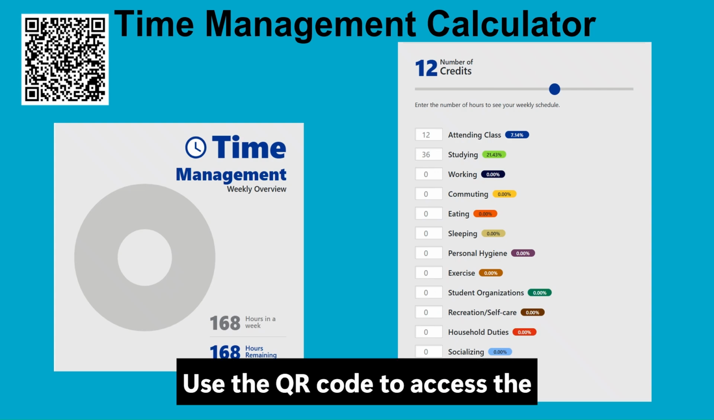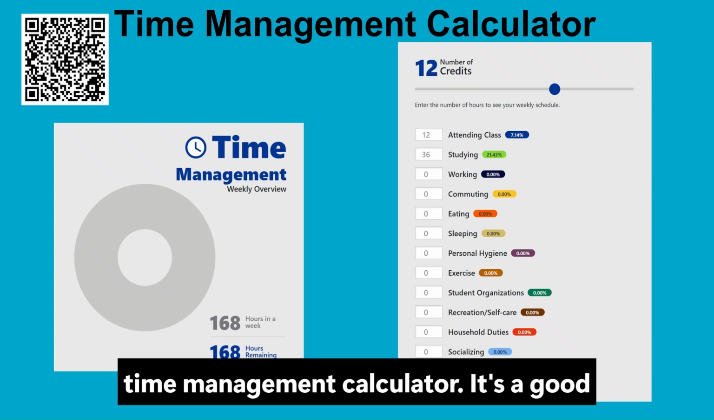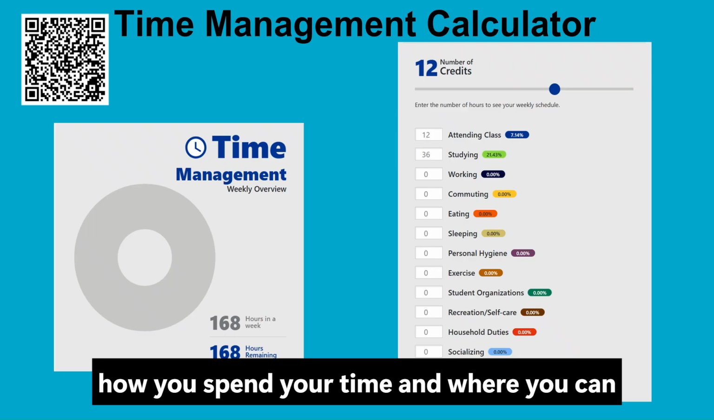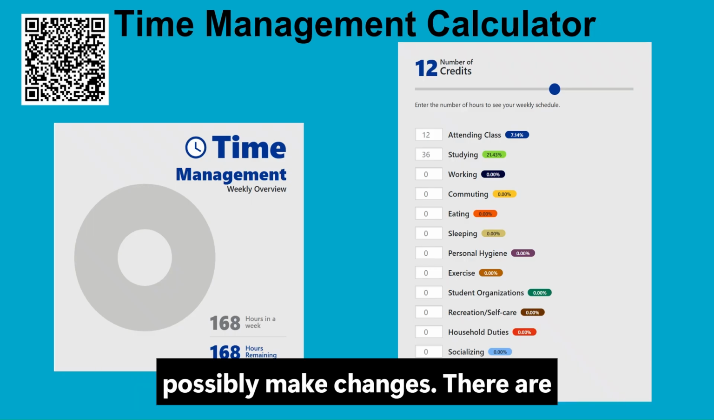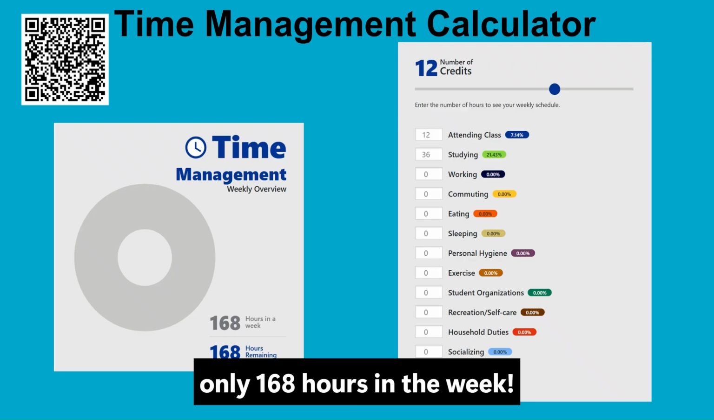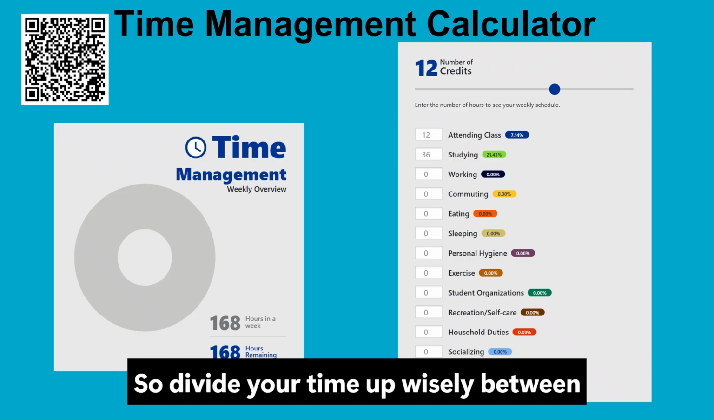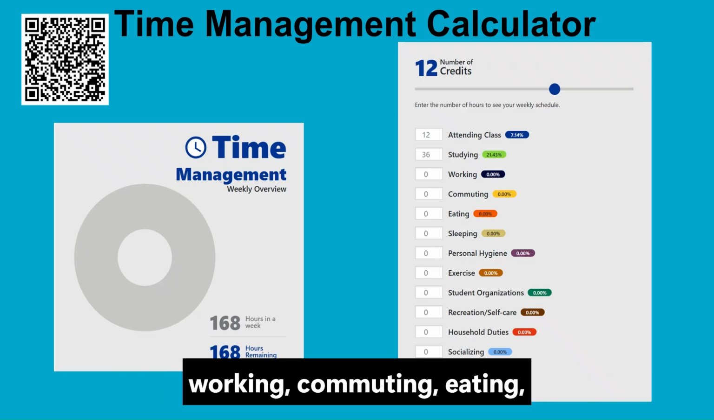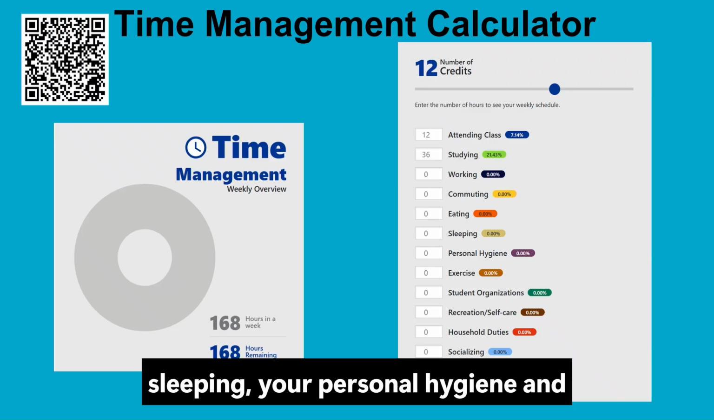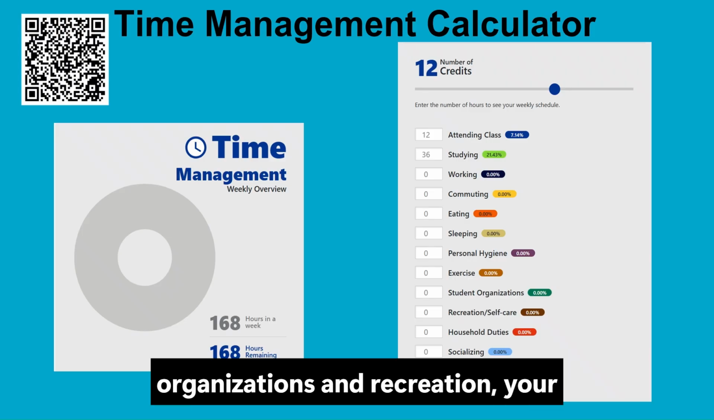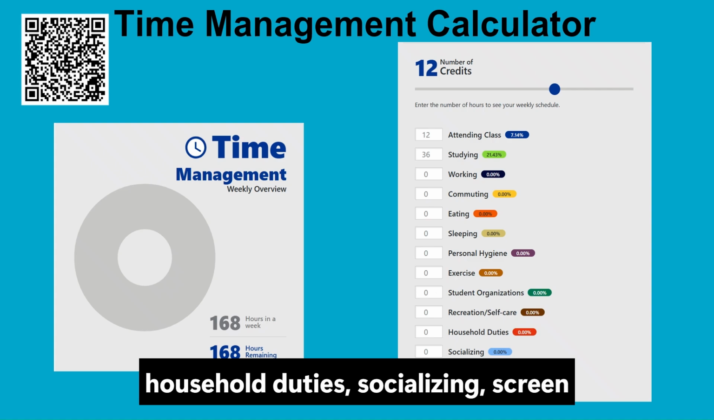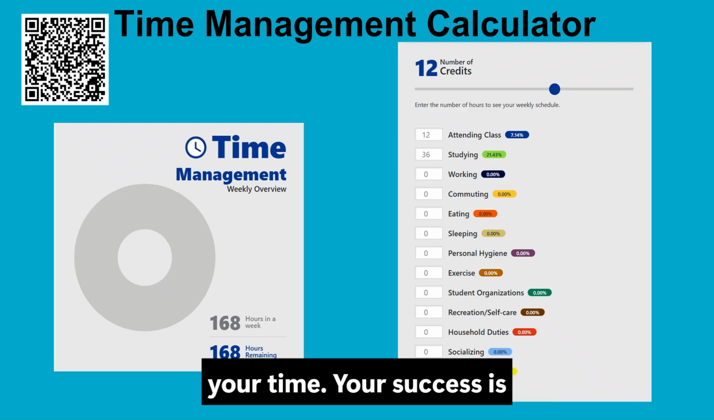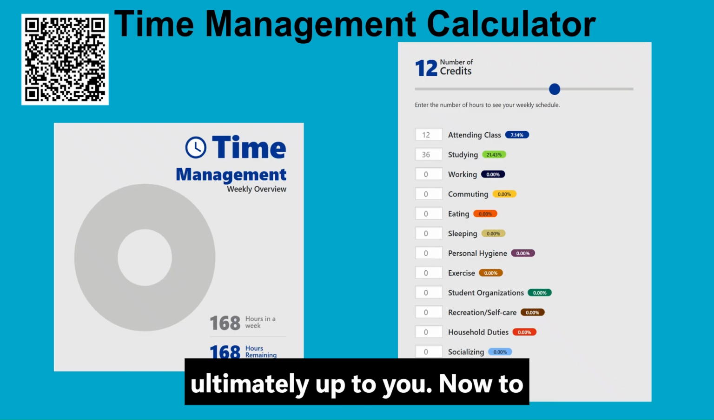Use the QR code to access the time management calculator. It's a good tool for you to use and to think about how you spend your time and where you can possibly make changes. There are only 168 hours in the week, so divide your time up wisely between categories of attending class, studying, working, commuting, eating, sleeping, your personal hygiene and exercise, any student organizations and recreation, your household duties, socializing, screen time, and any other things that take up your time. Your success is ultimately up to you.